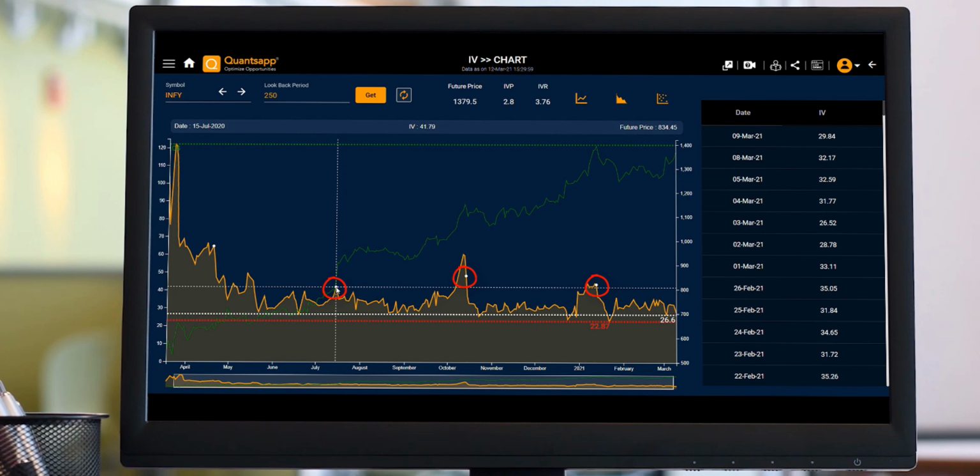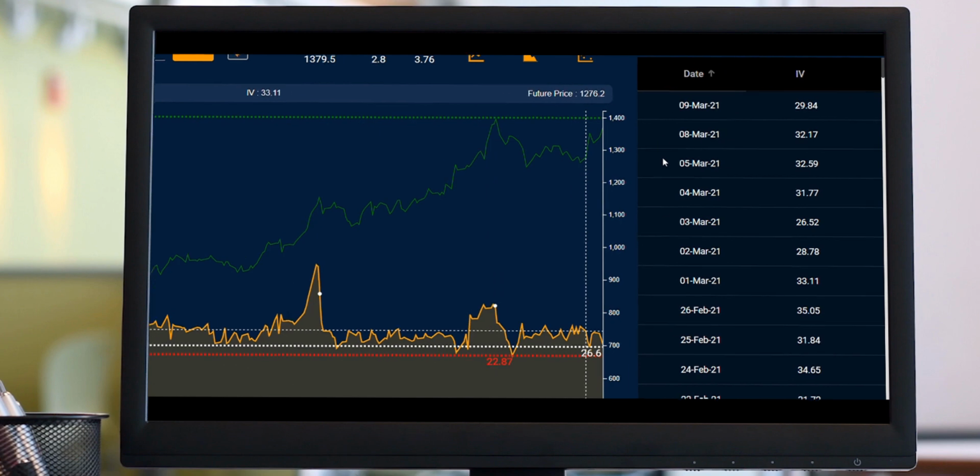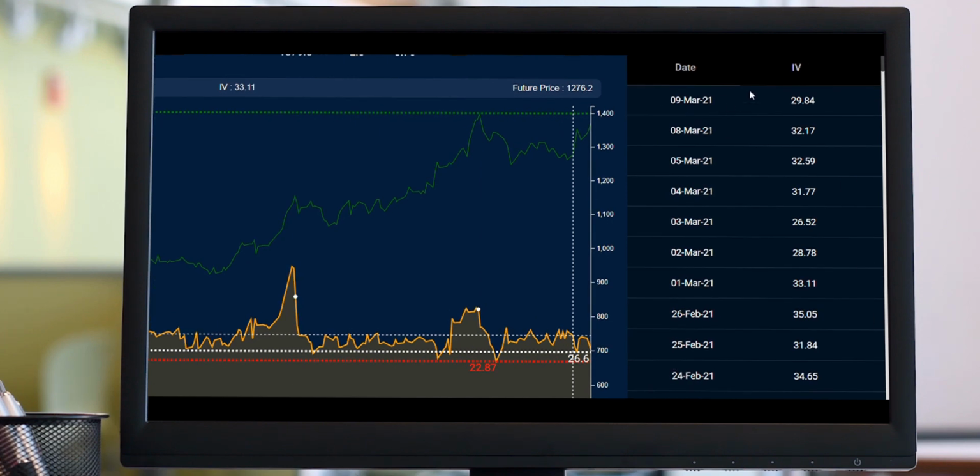These circles are very critical because they indicate that on that day the results of Infosys were announced. Talking about Infosys, on 15th of July 2020 results were announced. Later, on 14th of October 2020, Infosys announced its result, followed by the most recent result on 13th of January. I can also see the tabular view, wherein I get to see how the day on day IVs have been moving.